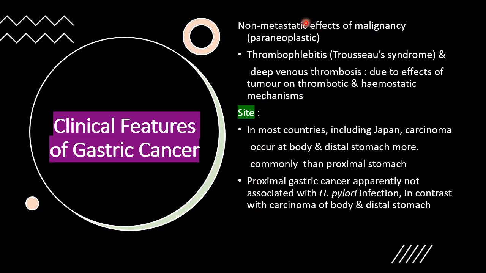Non-metastatic effects of malignancy. Sometimes a patient can present with paraneoplastic syndromes, such as thrombophlebitis, which is known as Trousseau syndrome, and deep vein thrombosis due to the effect of the tumor on thrombosis and hemostatic mechanisms. These are all rare but possible associated presenting symptoms in the minority of patients.